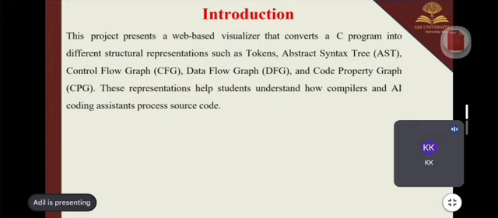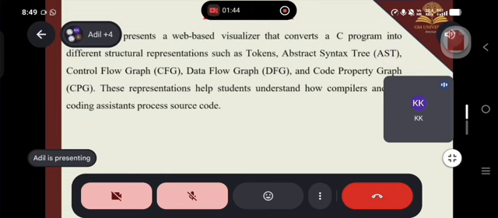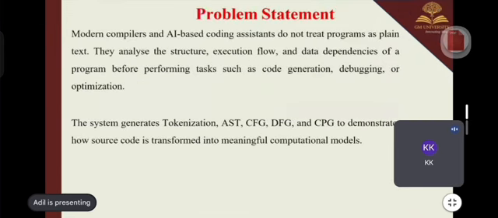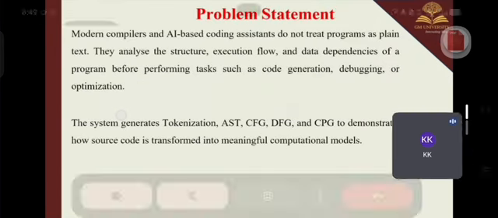These representations help students understand how compilers and AI coding assistants process source code internally. The project provides a visual and interactive way to learn important concepts related to program analysis. Now let's understand the problem statement behind this project. The next slide will be continued by Abhishek KR.